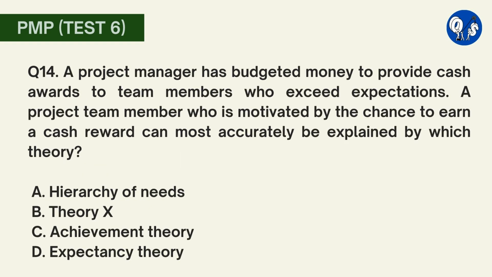Question number 14. A project manager has budgeted money to provide cash awards to team members who exceed expectations. A project team member who is motivated by the chance to earn a cash reward can most accurately be explained by which theory? A. Hierarchy of needs, B. Theory X, C. Achievement theory, D. Expectancy theory. Here option D is correct. The person is working hard because he expects to be rewarded. The other theories do not talk about rewards as motivators.